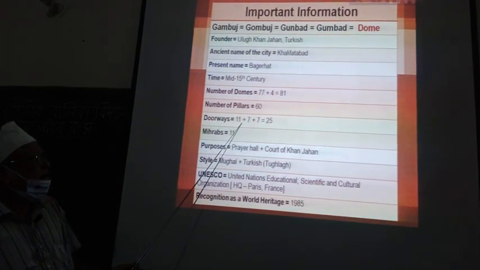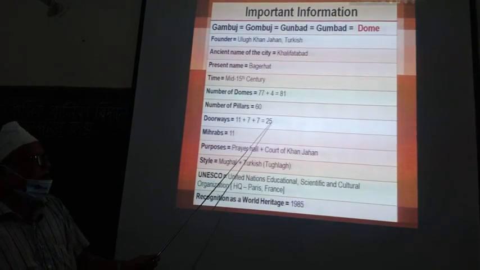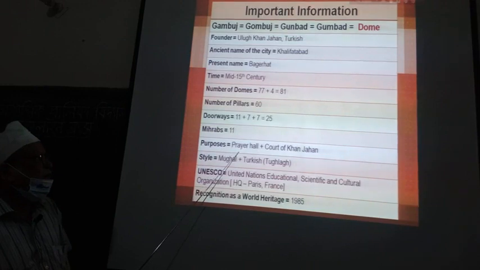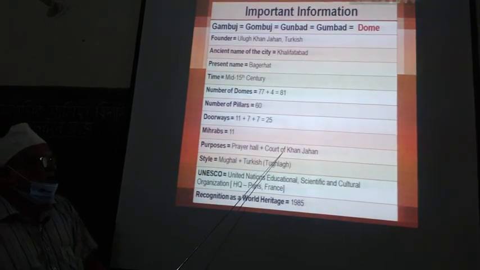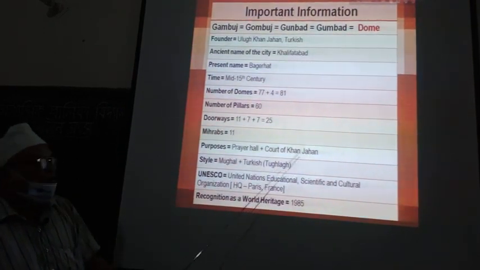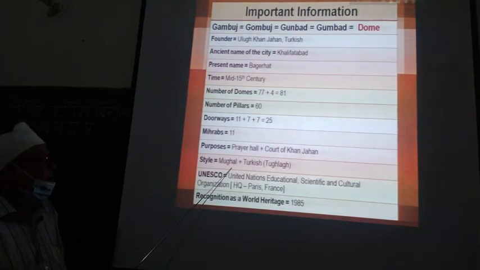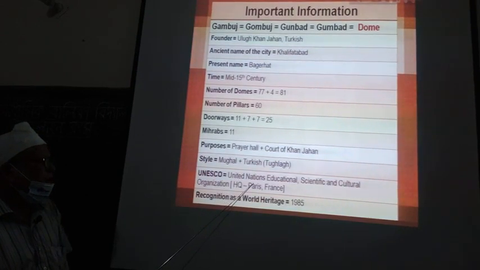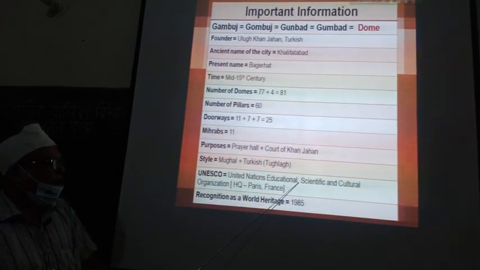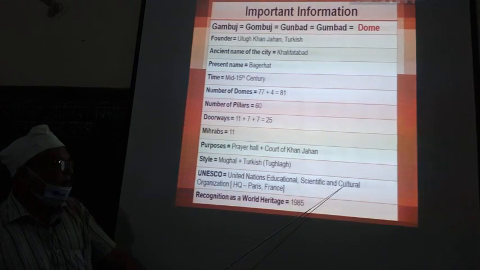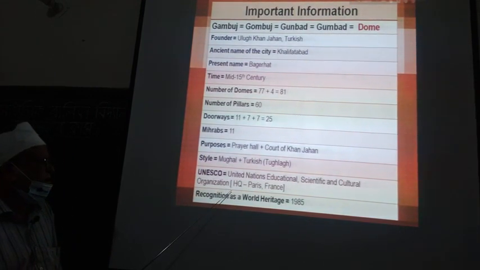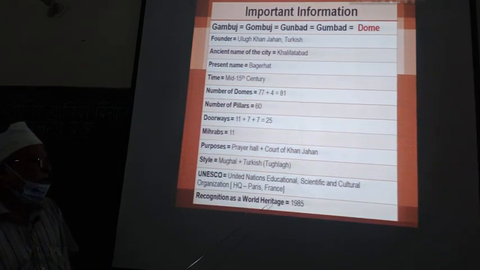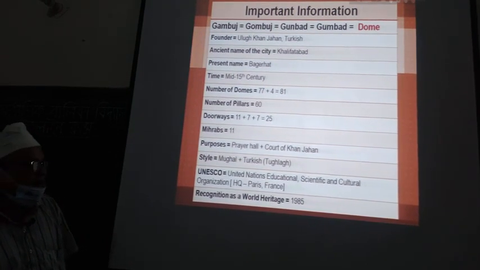Doorways 11 plus 7 is equal to 25. Mihrab 11, purposes: prayer hall plus court of Khan Jahan Ali Rahmatullah alayhi. Style: Mughal and Turkish. UNESCO, United Nations Educational, Scientific and Cultural Organization, recognition as a World Heritage in 1985.